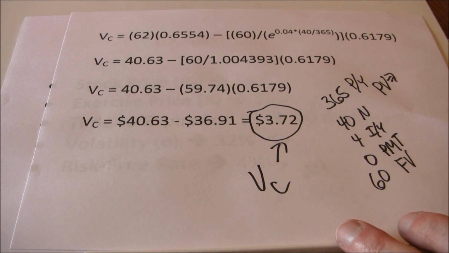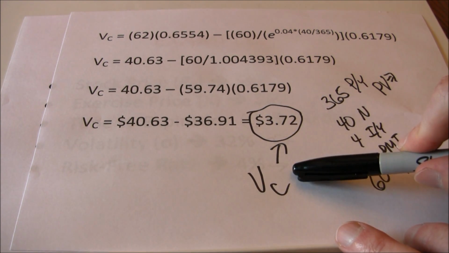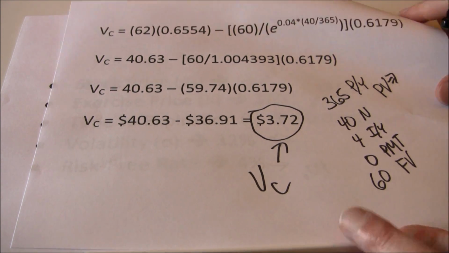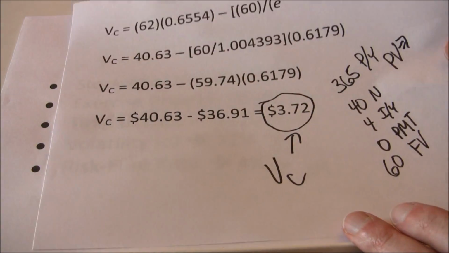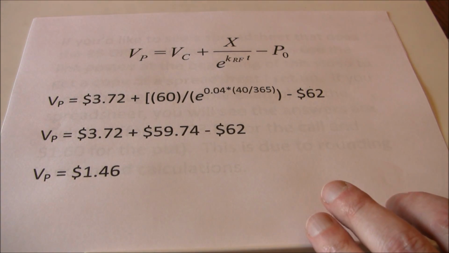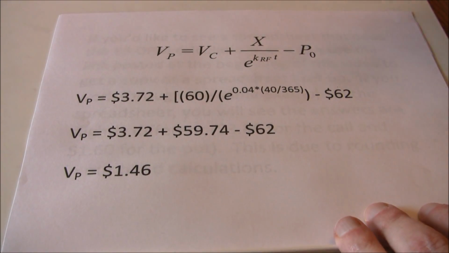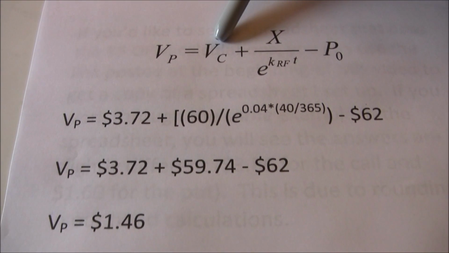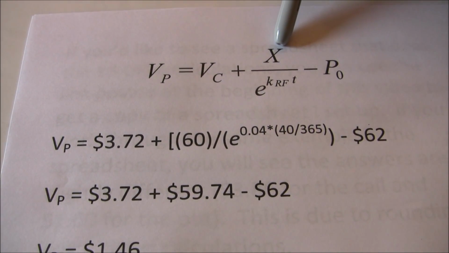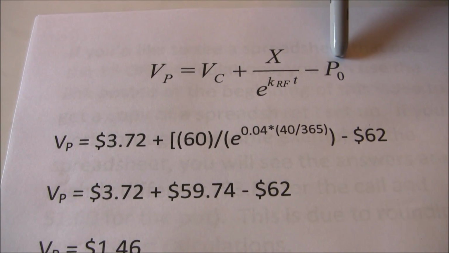Now in order to find the put option, we start with the value of the call. There's a relationship called put-call parity, which means the value of the put contract is going to be directly related to the value of the call contract. So we first of all find the call, and then we go to find the value of the put. So our formula for the value of the put is equal to the value of the call plus the present value of the exercise price minus P0.